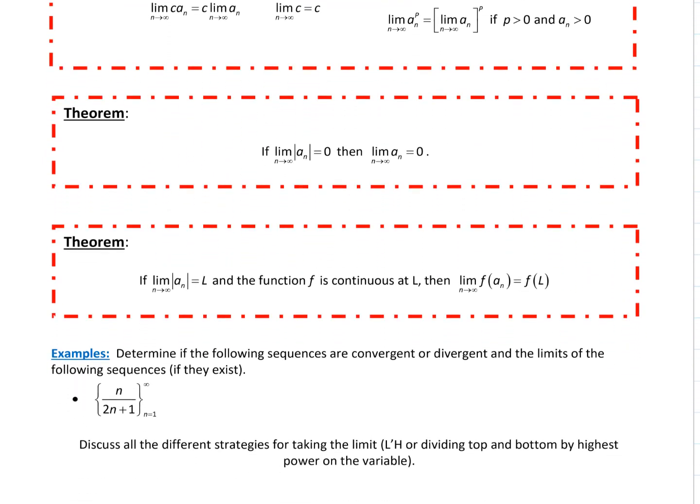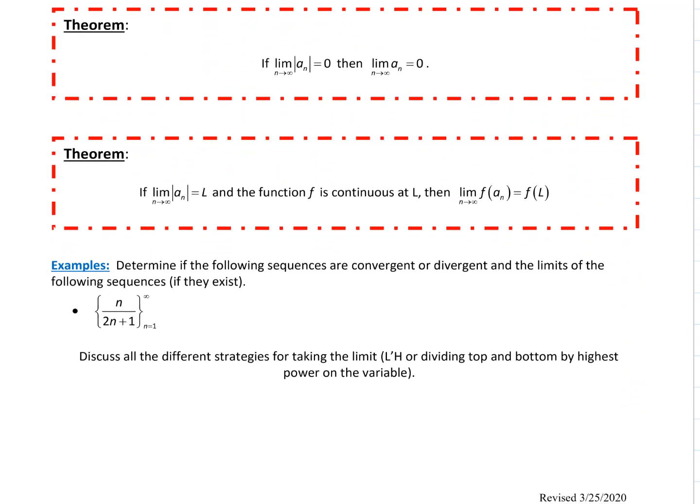This theorem, though, these two theorems are fairly important and worth highlighting. If the limit as n approaches infinity of the absolute value of a sequence is 0, then the limit of the sequence has to also be 0. So this will help us deal with some things like oscillation or when we have a switch. So we can talk about that.